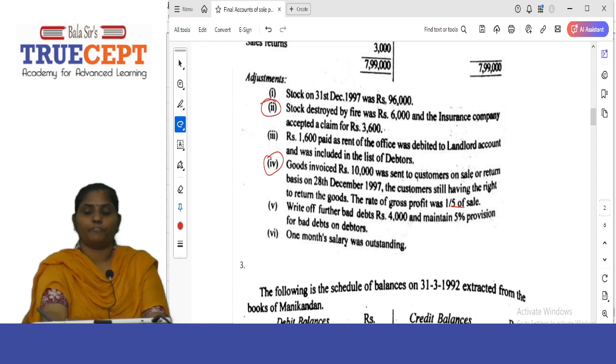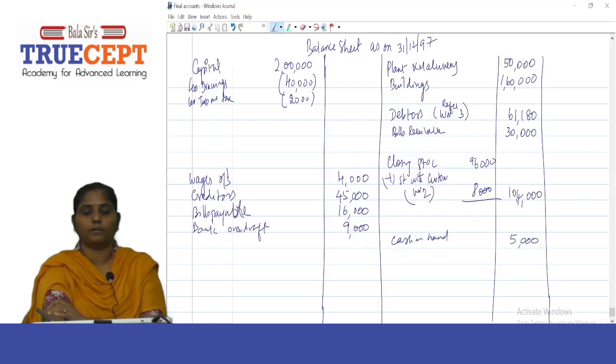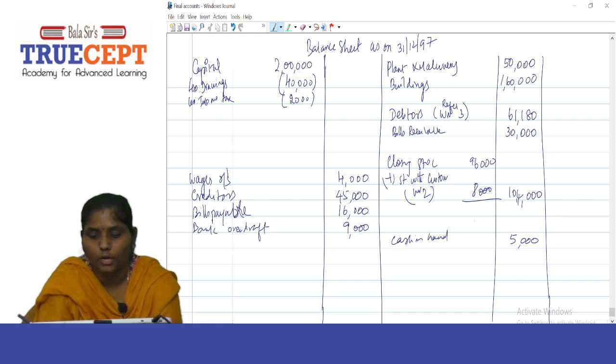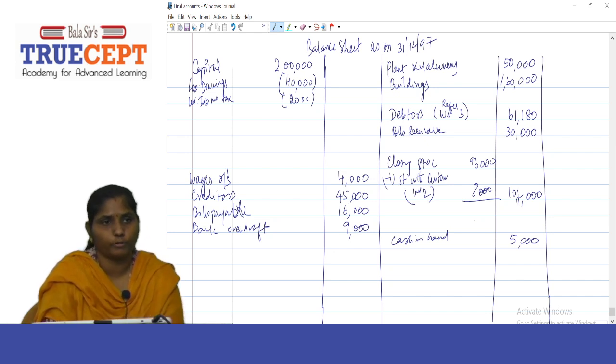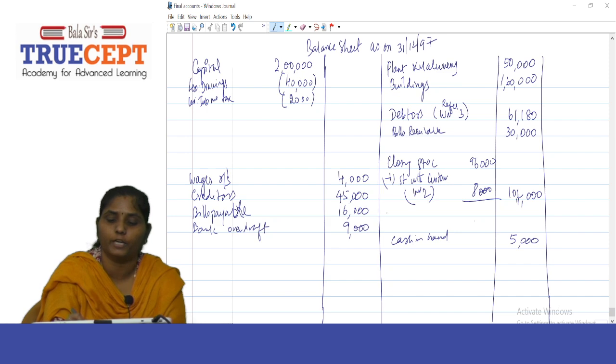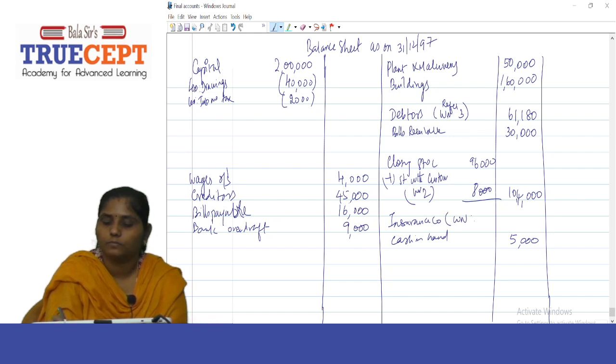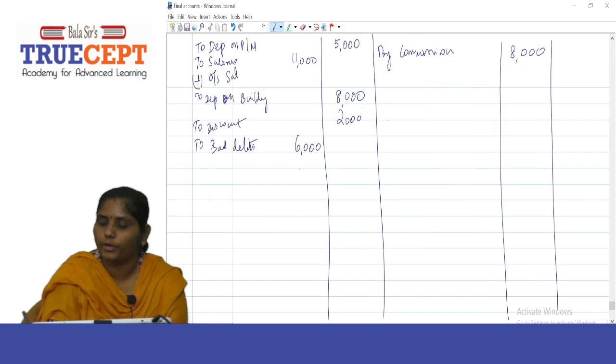Stock destroyed by fire. What am I supposed to do with the stock destroyed by fire? I'll go to the balance sheet and on the asset side I'll show how much is receivable from the insurance company. Remember, in number 1 we made a note. So here I'm writing insurance company, working note number 1. How much? 3,600. Now I'm going to profit and loss account.